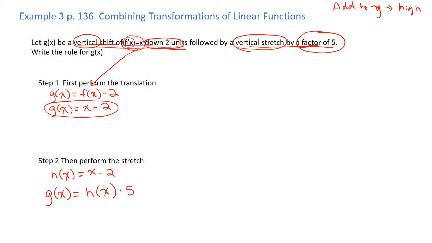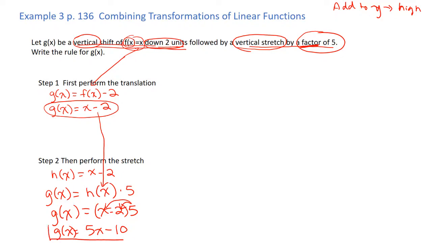Y is easy. It's only when we go by x that we have to do 1 over. Okay, so here we can substitute our h of x, which is our substitute, x minus 2. So we're going to say g of x is equal to x minus 2 times 5. All right, so now we just have to distribute everything. So we say g of x is equal to 5x minus 10. And that is your answer.